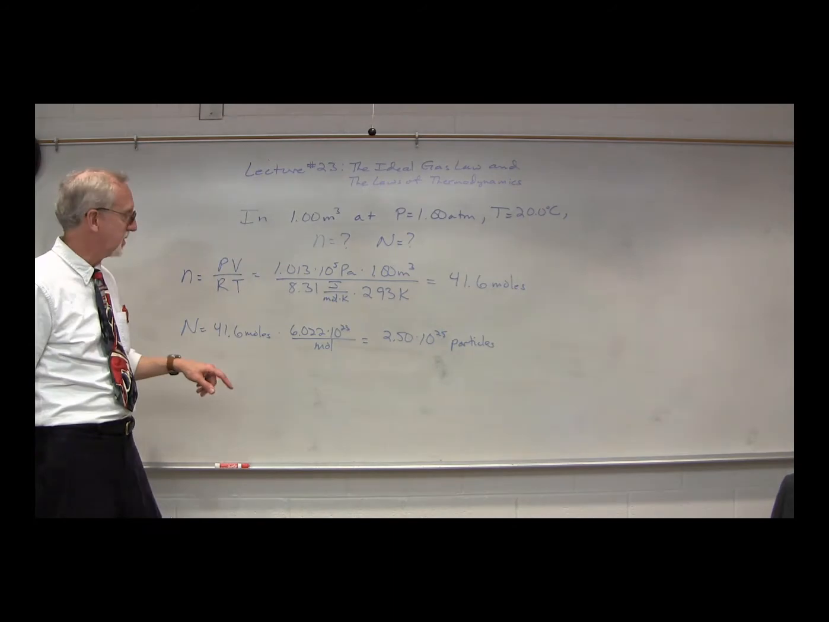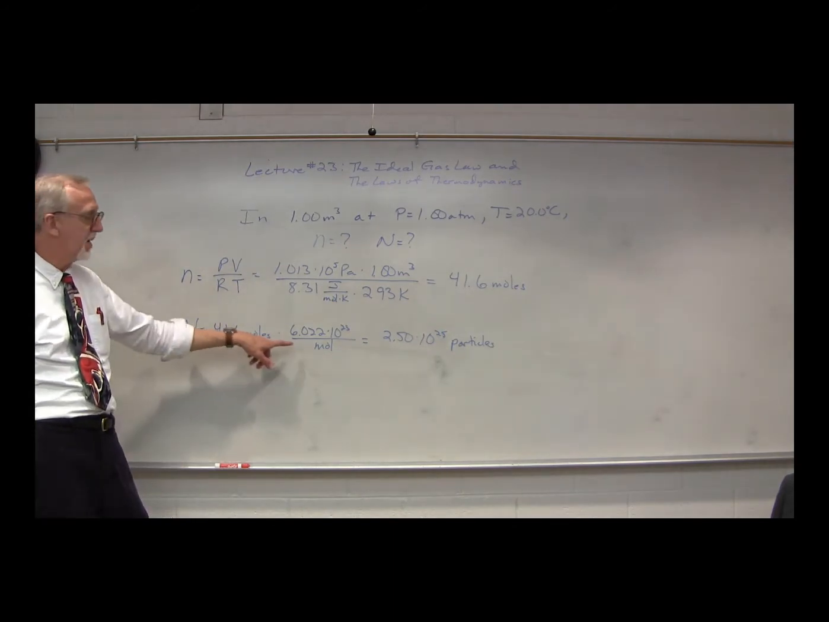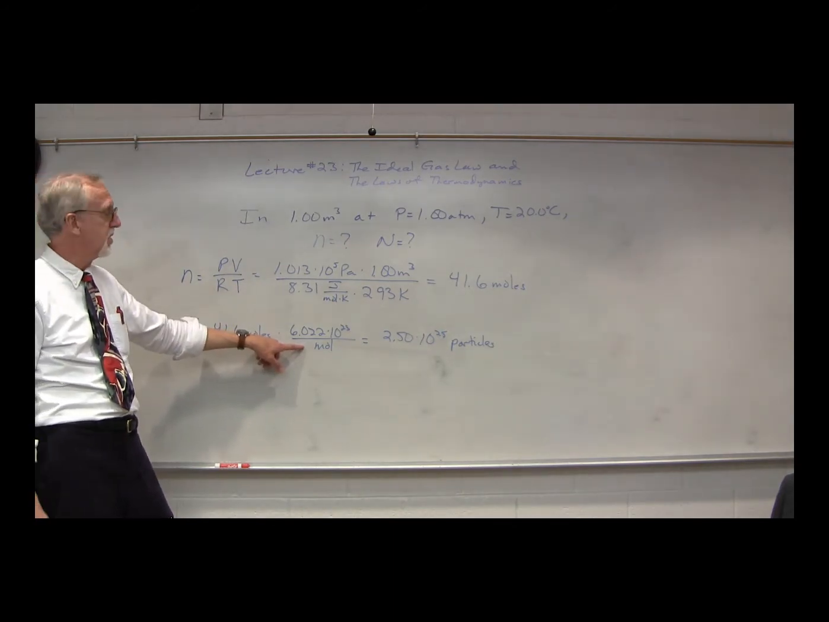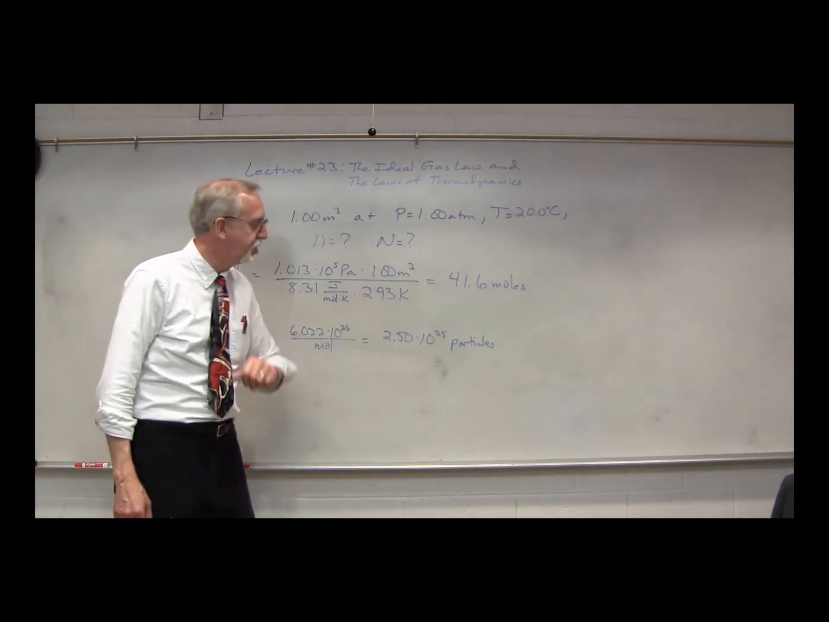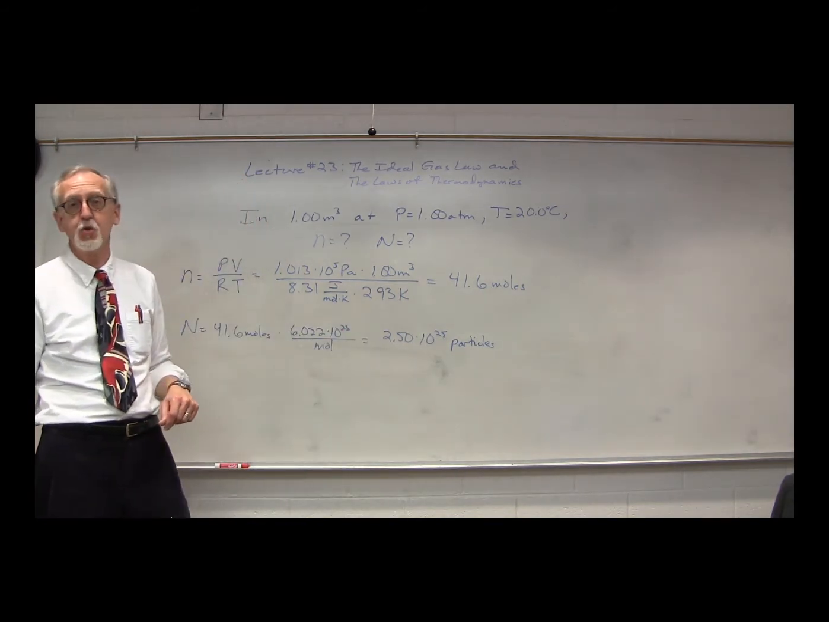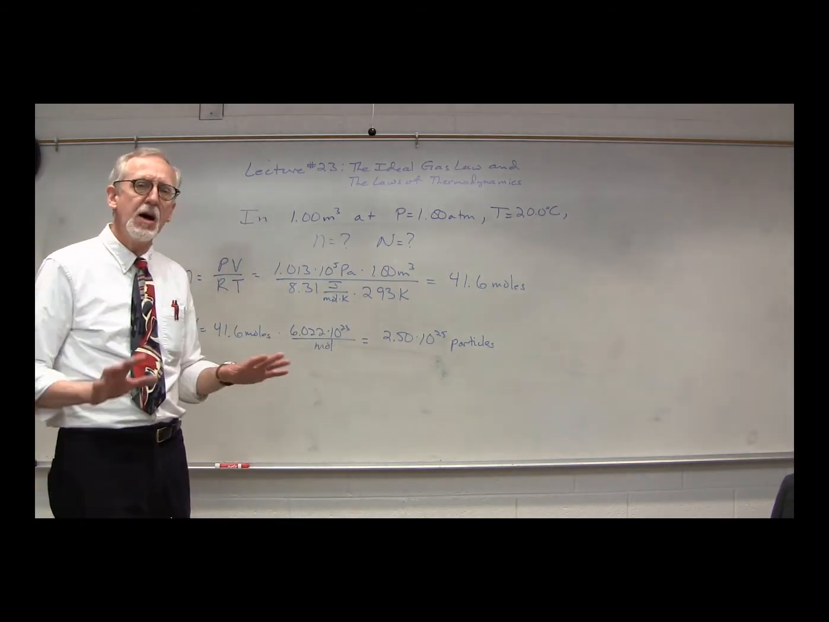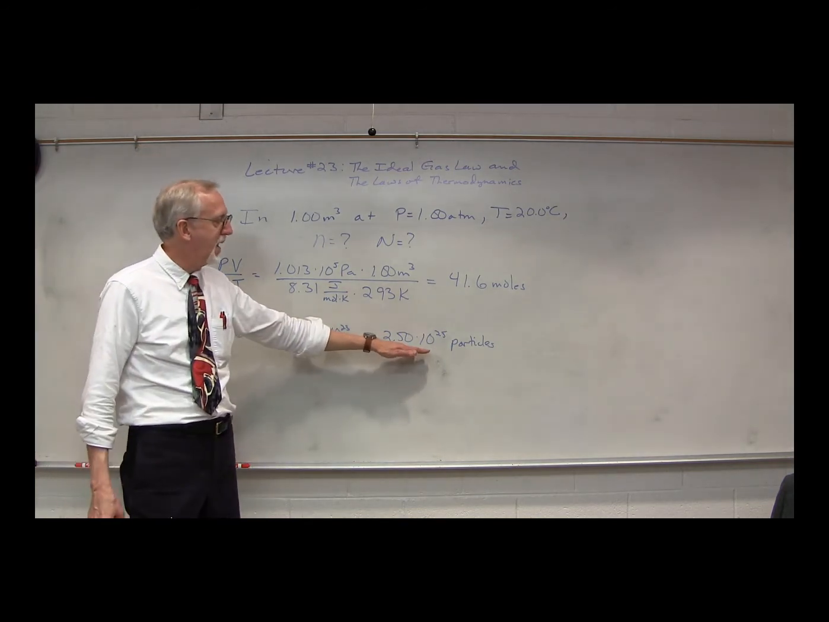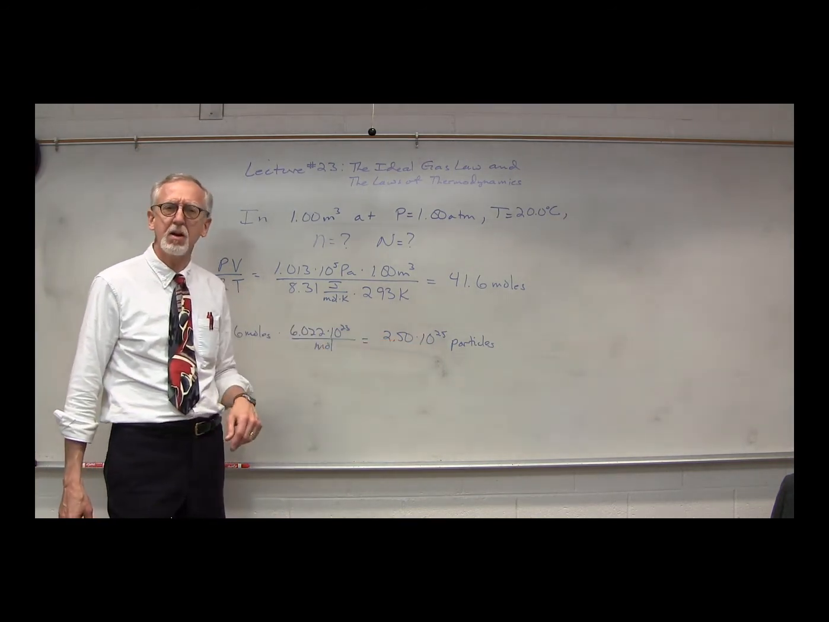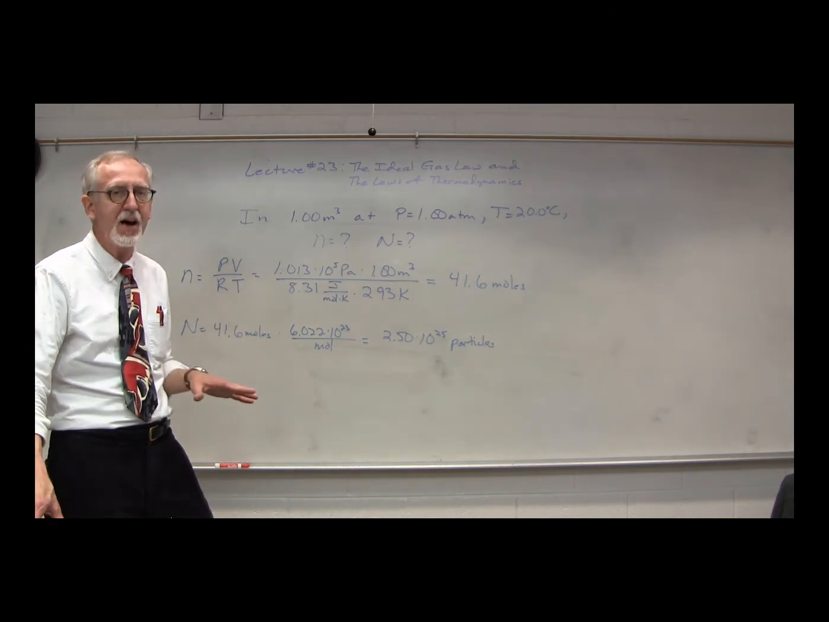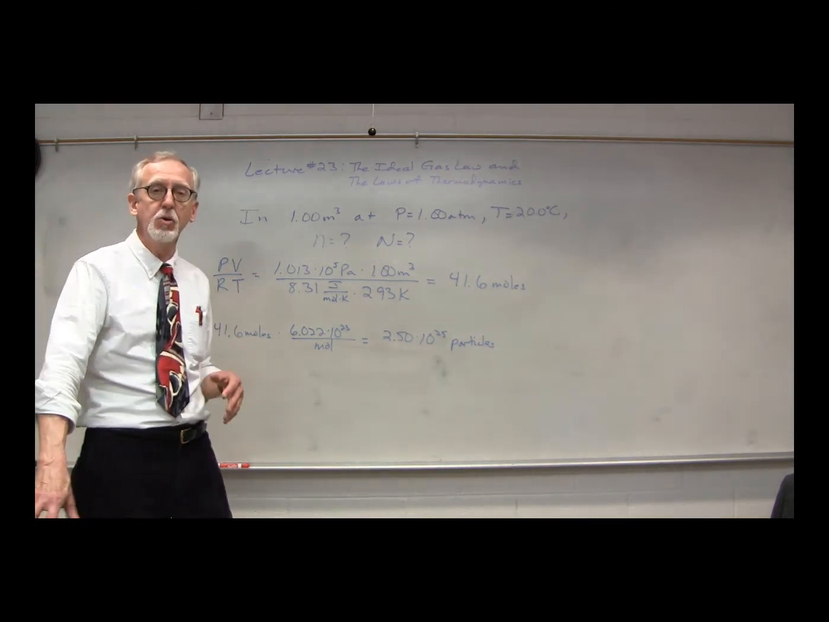Now, how many particles is that? Well, 41.6 times Avogadro's number will give us the number of particles. That is 2.50 times 10 to the 25 particles. Now, just notice we're talking about a huge number of particles, 10 to the 25 particles. That is a huge number.